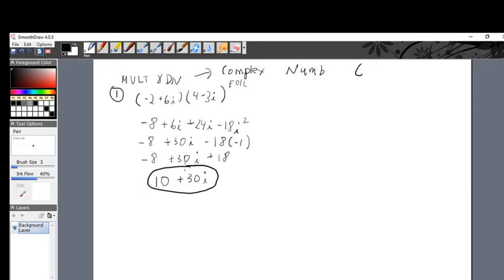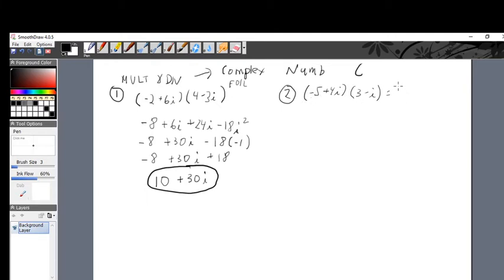Okay, so now let's practice. We can practice just a regular one before we move on. Let's do problem number 2 over here. Problem number 2. We can try negative 5 plus 4i times 3 minus i.